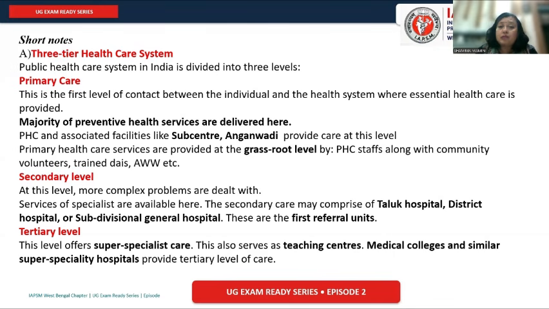These are the grassroots level workers. Primary healthcare staff, along with community volunteers trained by Anganwadi workers, all cater to this primary care.